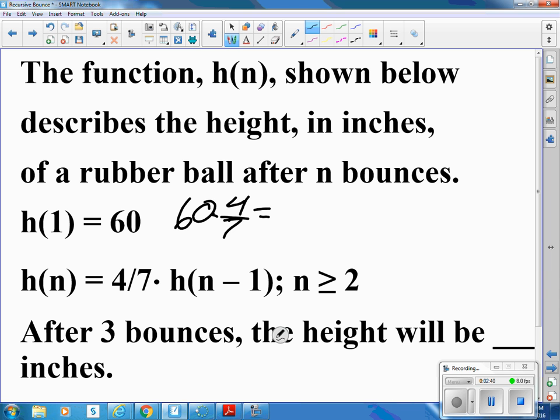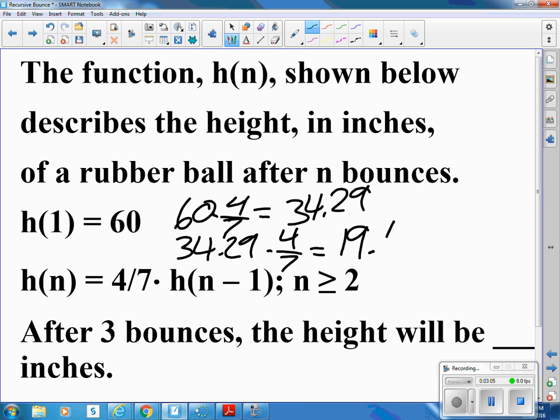and that will give me 34.29 if I round it to the 100th. Now I could do 34.29 times 4 divided by 7. And that gives me 19.6 if I round to the 10th.